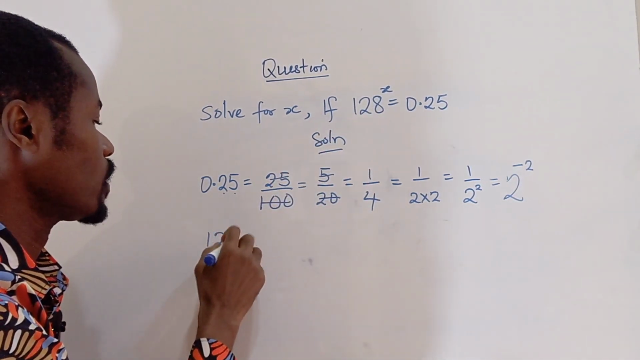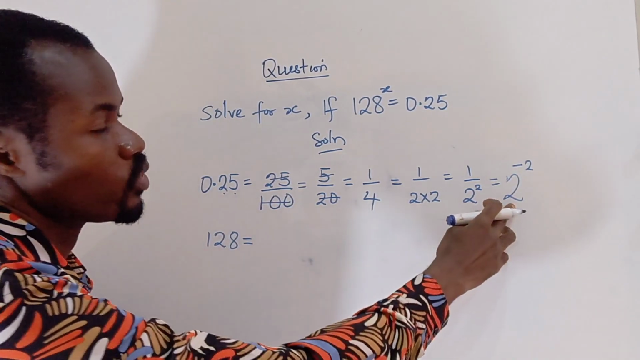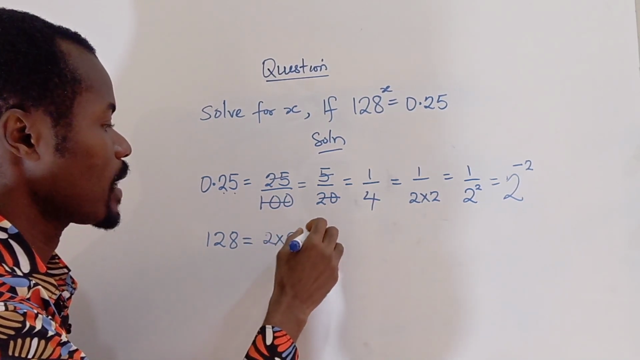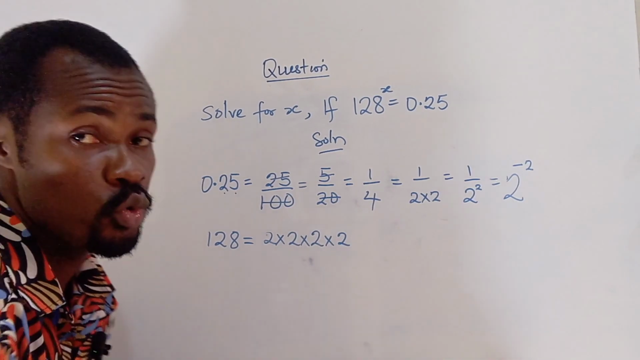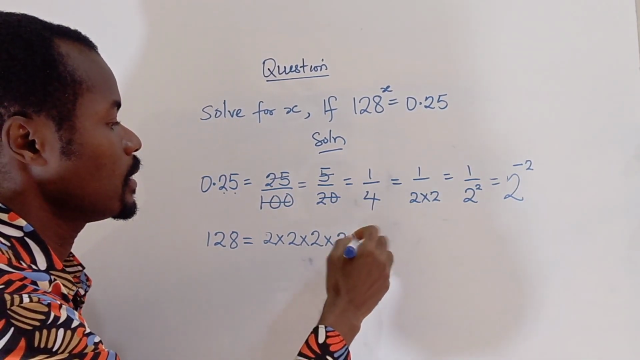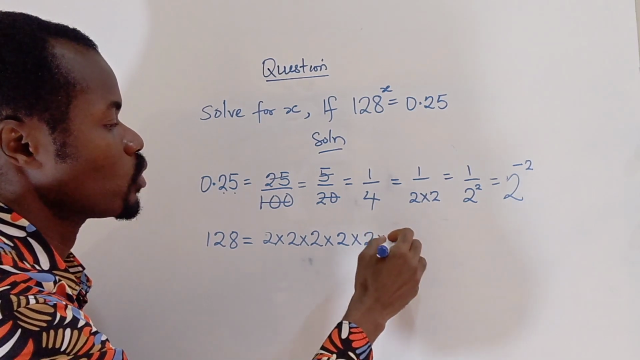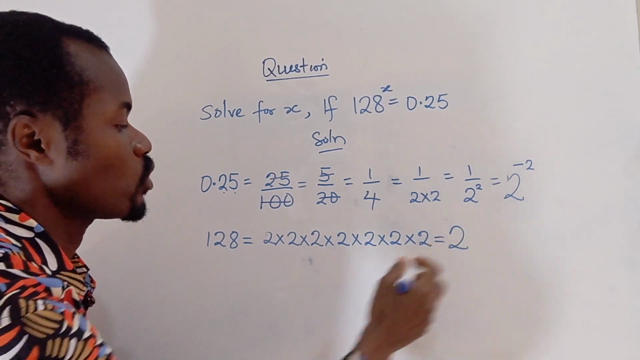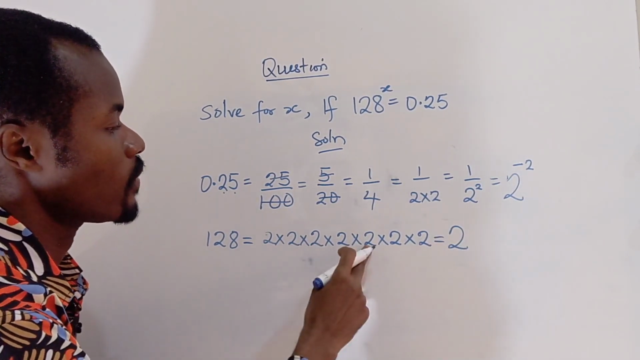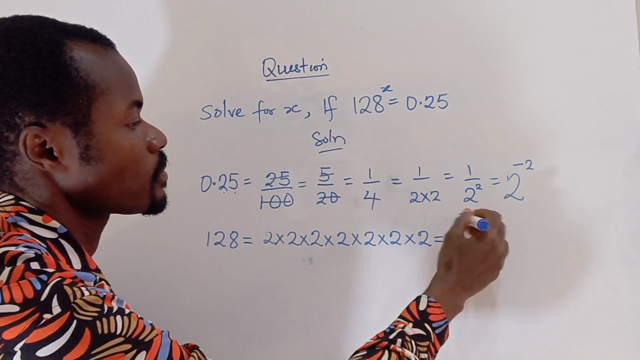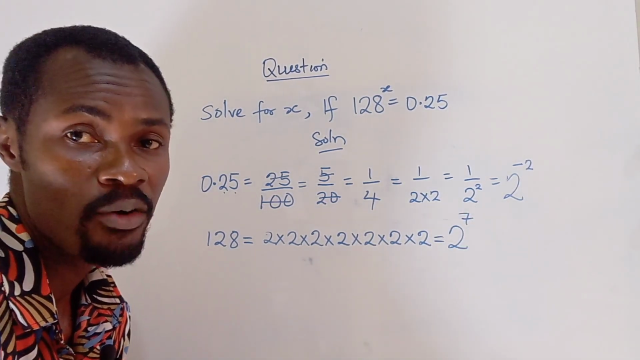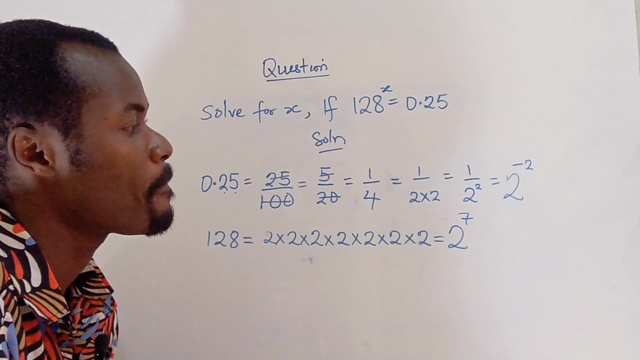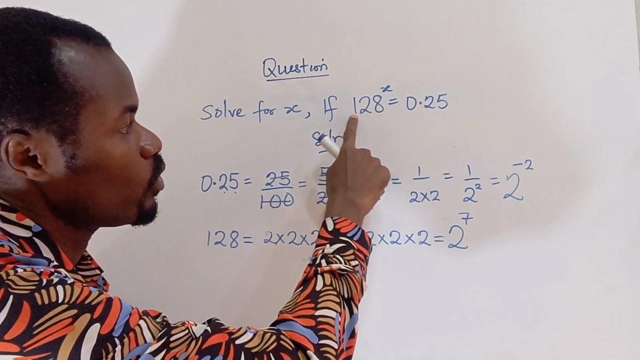I also want to express 128 in terms of 2's. So we have 2 times 2 is 4, times 2 is 8, times 2 is 16, times 2 is 32, times 2 is 64, times 2 is 128. So we can write this as 2 raised to the power 1, 2, 3, 4, 5, 6, 7. Alright?